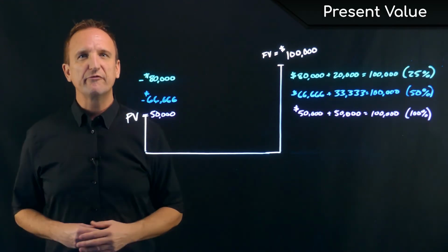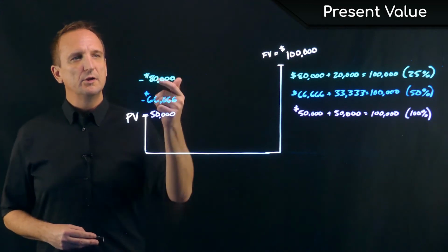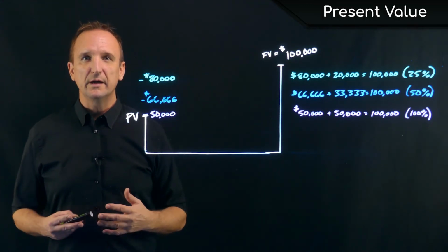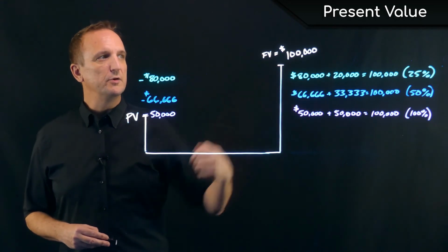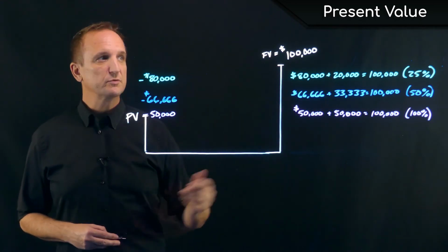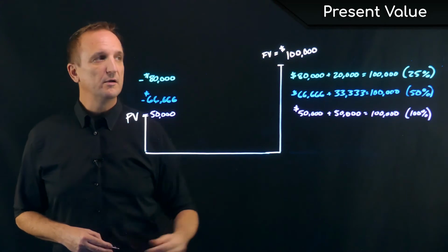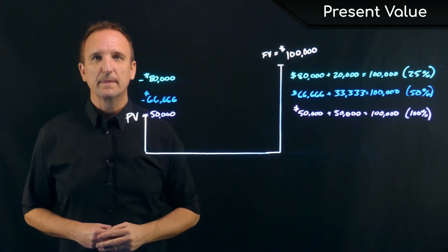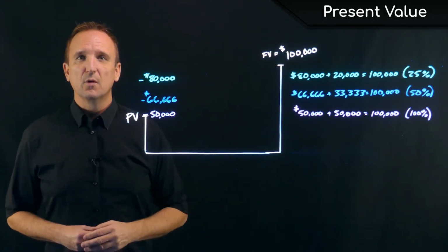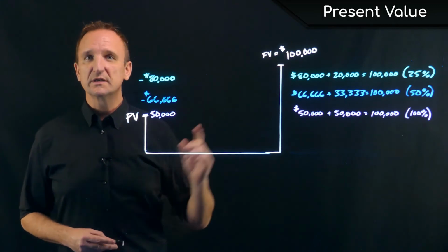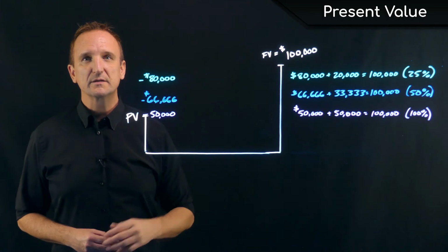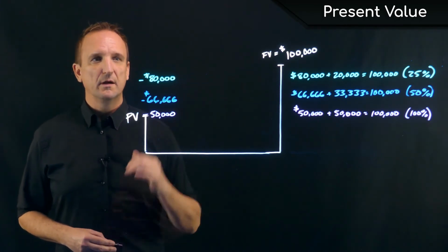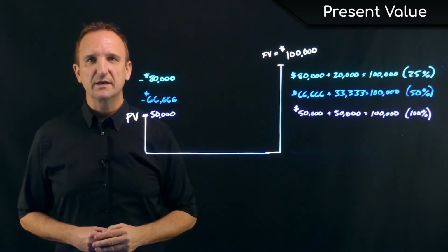Now let's say you only wanted to make 25% on your money. If you wanted to make 25% return on your money, you would be willing to loan your friend $80,000. You would loan them $80,000. They would pay you $20,000 in interest, which is 25% of the $80,000, for a total of $100,000. In other words, $100,000 discounted back 1 year at 25% is $80,000. The present value is $80,000.